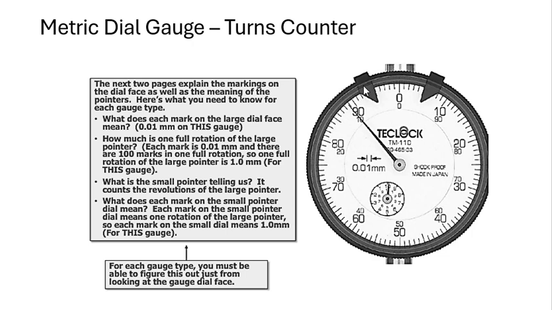So one revolution is 1 millimeter. Therefore, each marking on the little dial is going to give you 1 millimeter. So that's 1, 2, 3, 4, 5, 6, all the way to 10 millimeters.